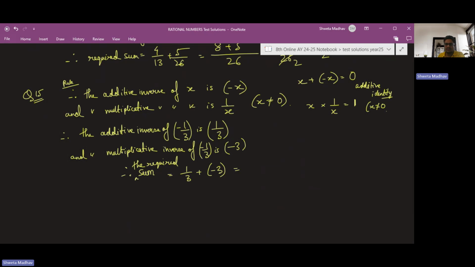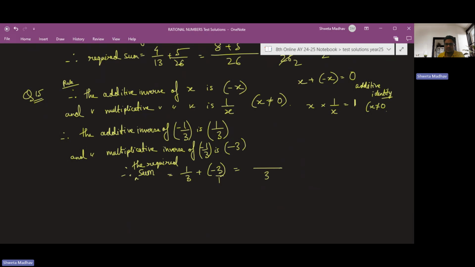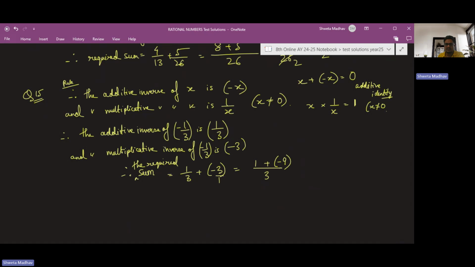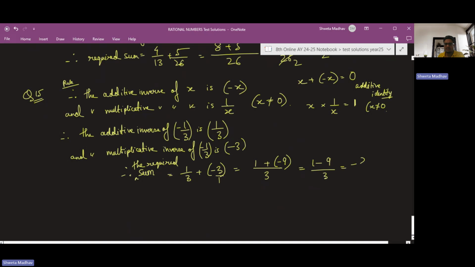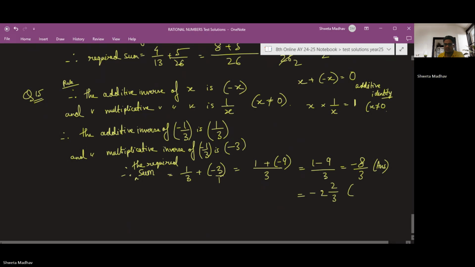So now the LCM of the denominators, that is 3 and 1, is 3. This will be 1, and this will be minus 9, since 3 3s are 9, and plus times minus is minus. So this is 1 minus 9 by 3, which is minus 8 by 3. So minus 8 by 3 is the answer. Or if we want, we can also write it as minus 2 2 by 3, since 3 2s are 6, as the answer.